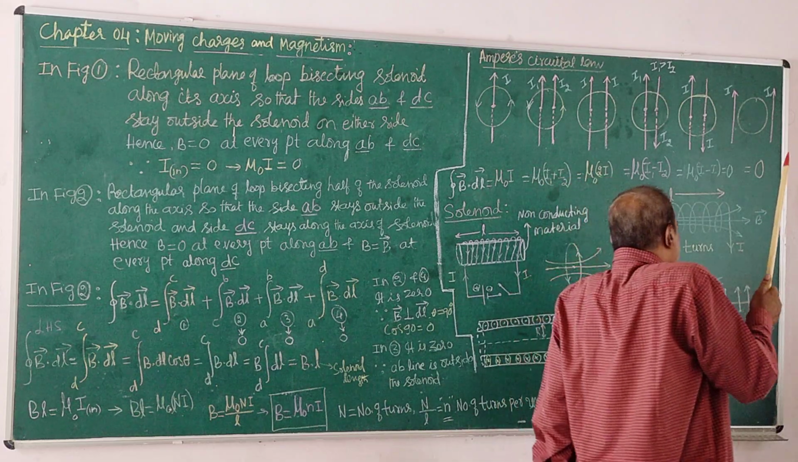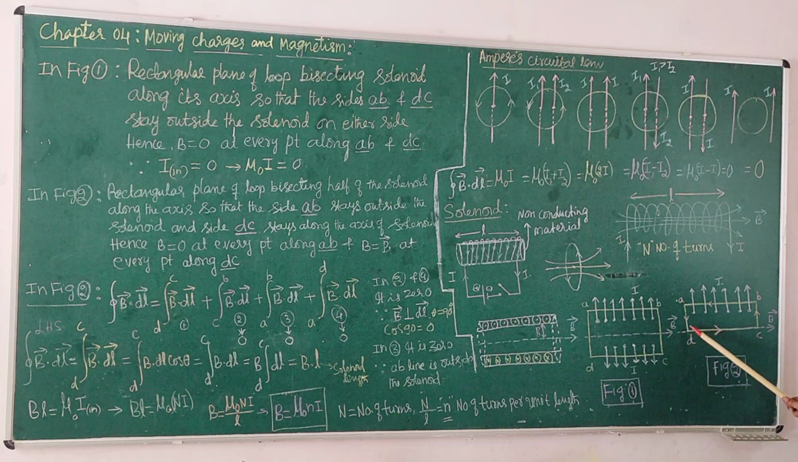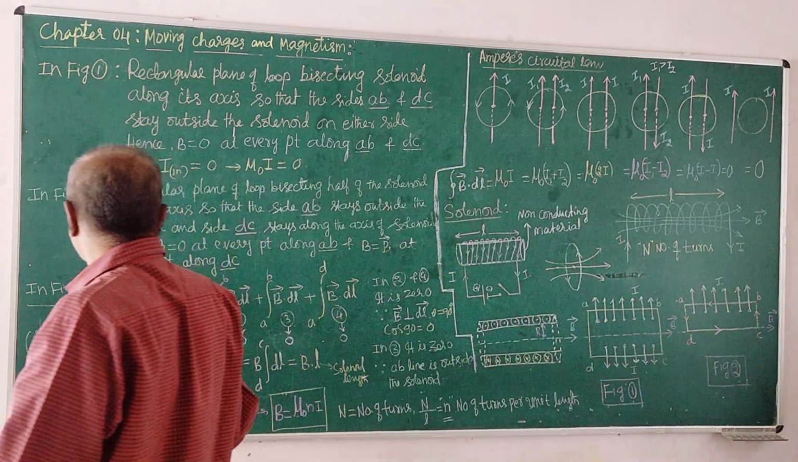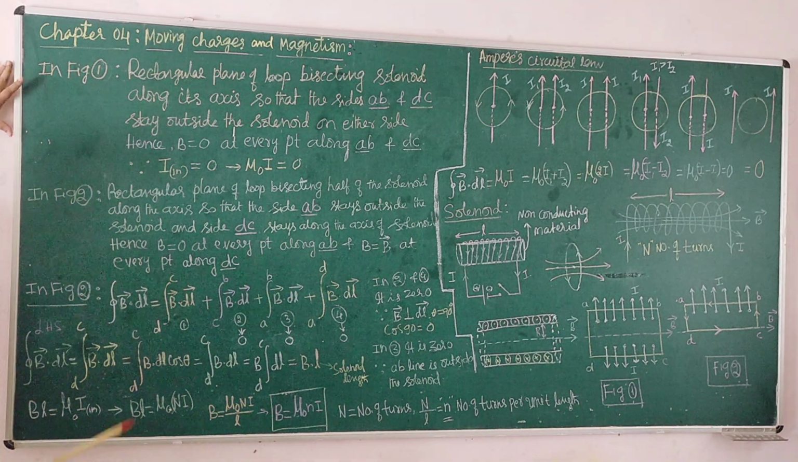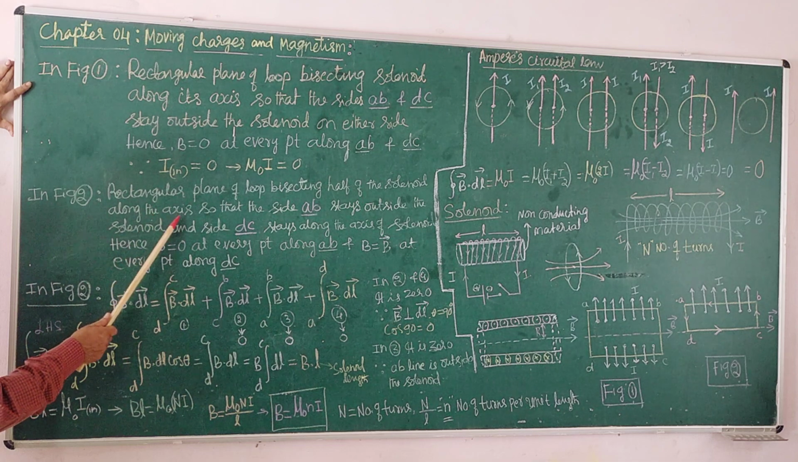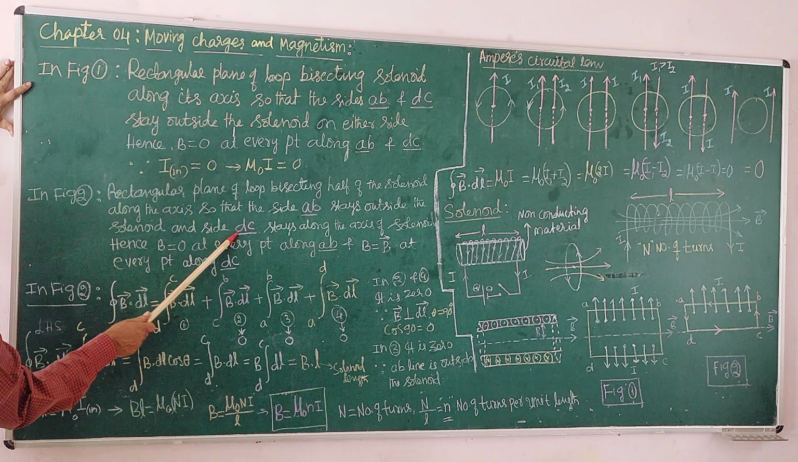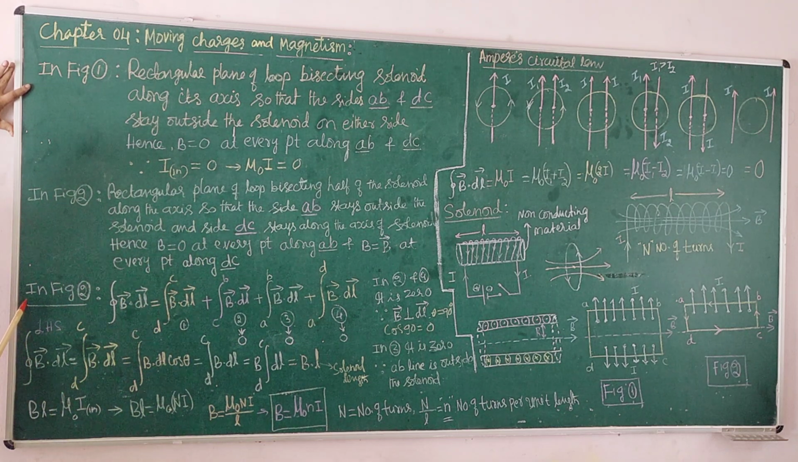You will see later how we calculate that. Using this diagram, we can calculate the magnetic field over the entire loop. How do we calculate? Let us go for the calculation. This is what I said about the second diagram, the rectangular plane bisecting the solenoid along the axis, so that the side AB stays outside and the side DC stays along the axis. So I am taking figure 2 for the calculation of the magnetic field.